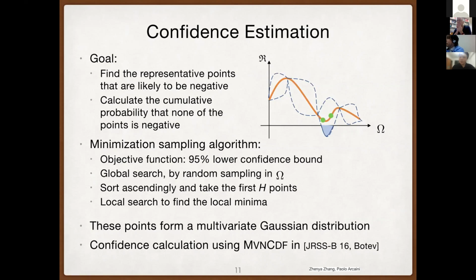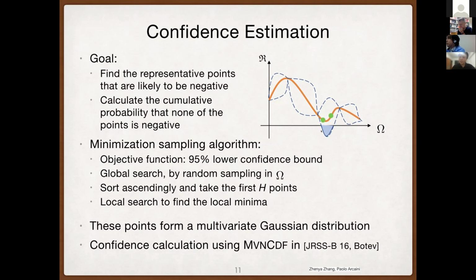So we do a so-called minimization sampling algorithm in which we take the 95% lower confidence bound, that is this line in this figure, as the objective function. We do a global search by random sampling in this input space omega, and then we sort those samplings according to their lower confidence bound, and then we take the first H points. Then for each of the points, we do a local search to find the local optima. So we get a finite number of samplings in this area.